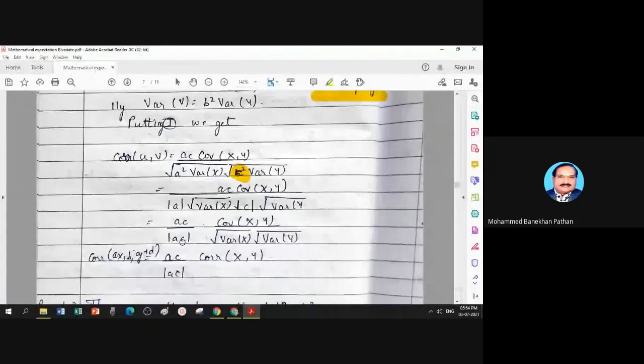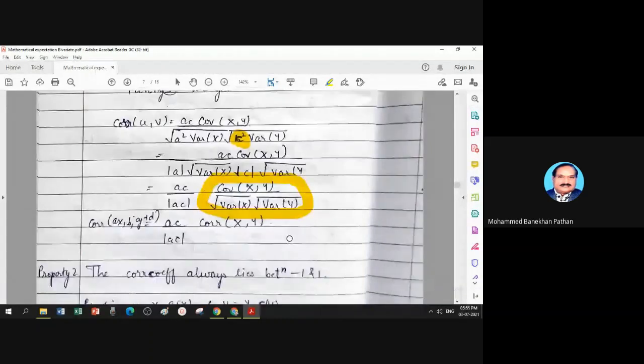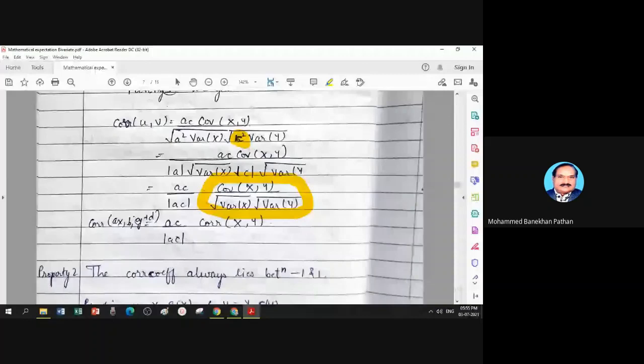And what is this remaining part? This is the definition of the correlation coefficient between variables X, Y. So finally you get the correlation between AX plus B comma CY plus D equal to AC divided by absolute AC times the correlation of XY.